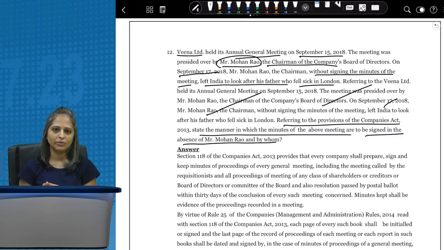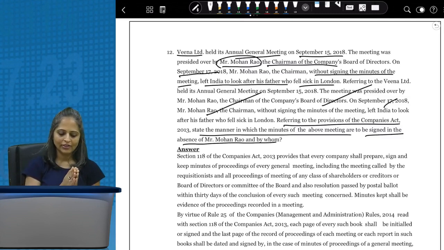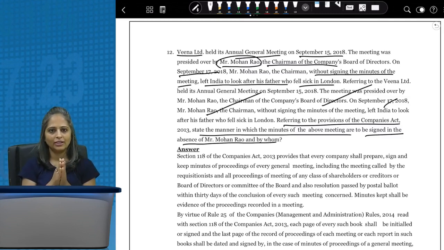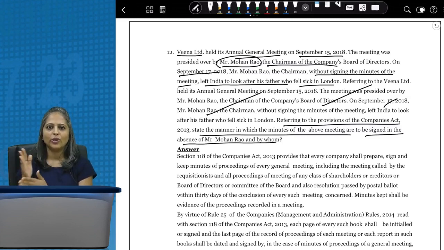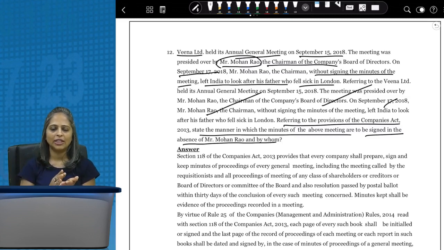So if Mr. Mohan Rao had to leave and he could not sign the minutes of the meeting, then the board of directors will appoint another person or another director who will sign the minutes of the meeting, and those signed minutes will be submitted with the registrar of companies.